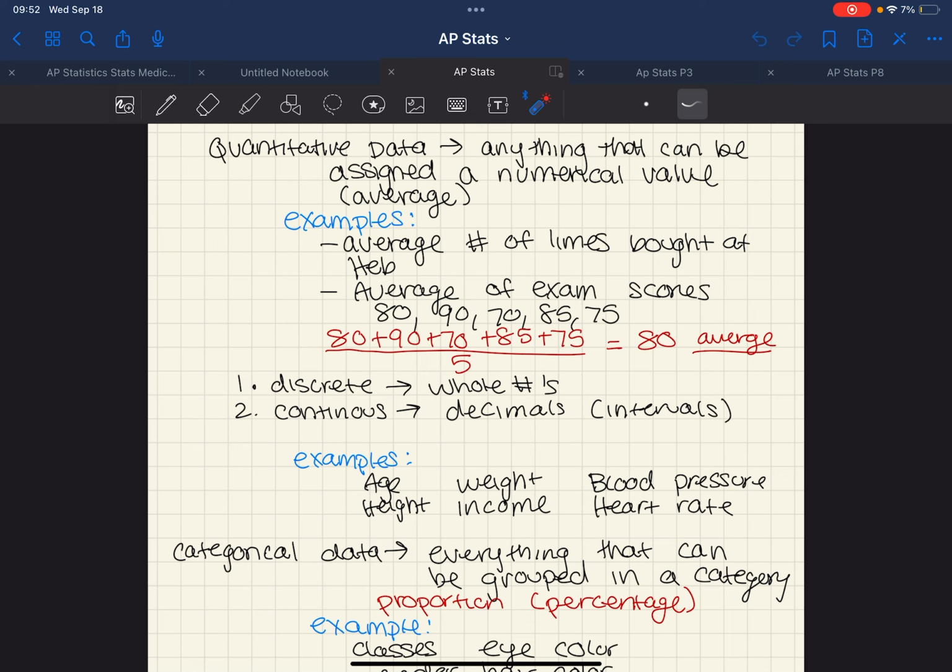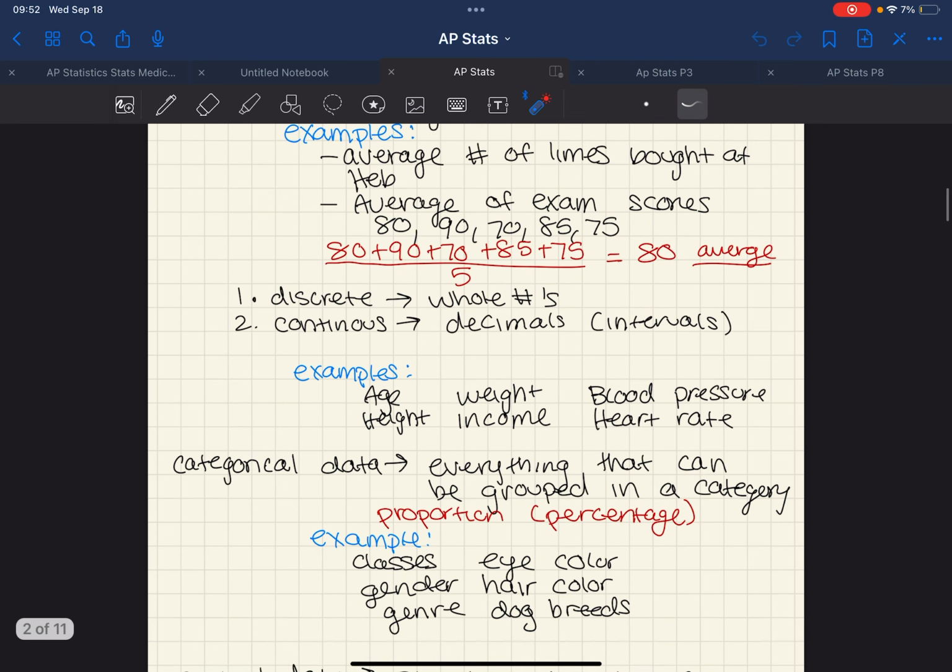Examples of that could be the average number of limes bought at H-E-B a day. Another example of that could be the average of exam scores. So I give the example here that says if we take these exam scores, 80 plus 90 plus 70 plus 85 plus 75, divide it by the total number of exam scores, we get 80 as the average.